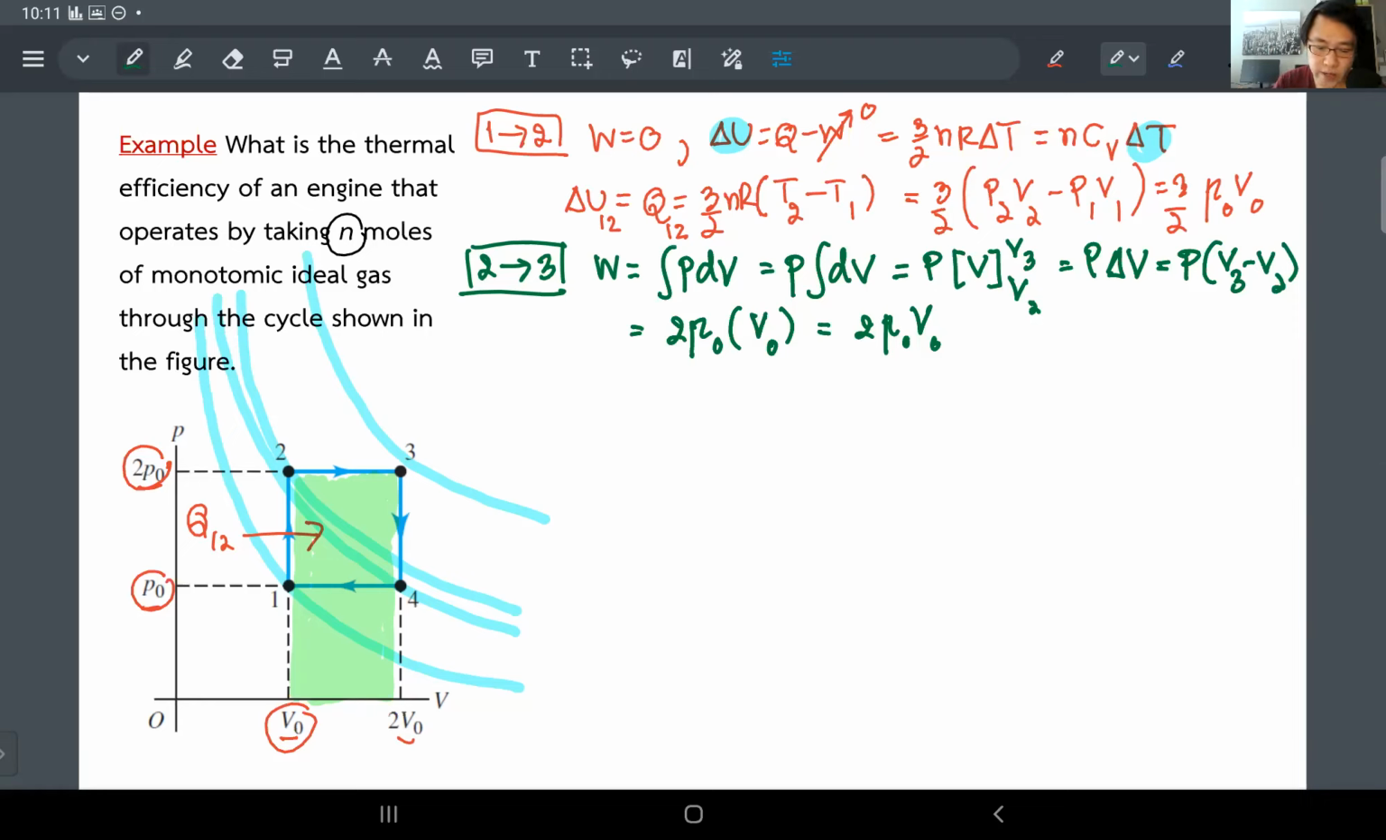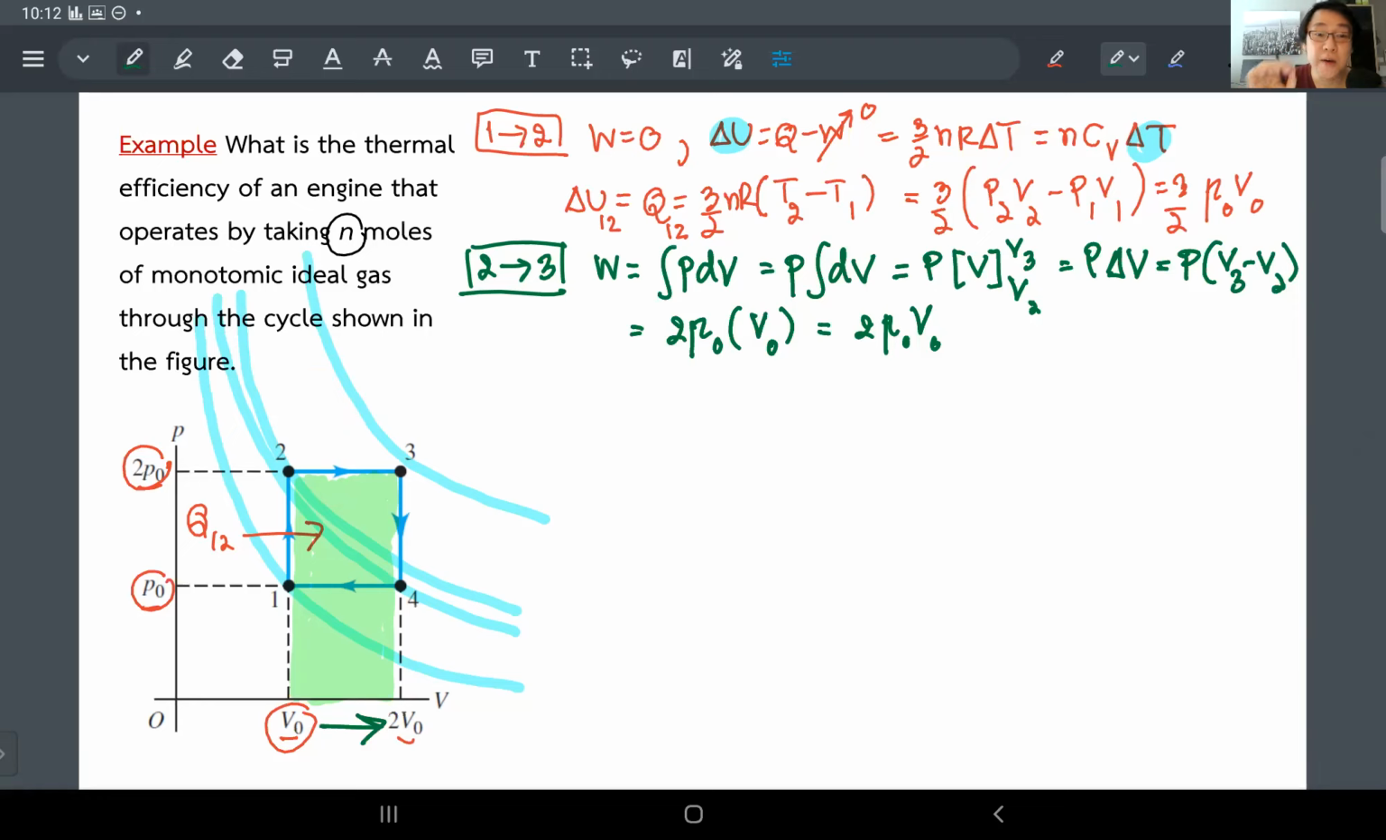So that means during this process, there's another heat flow in. Just to make things a little less confused, let me put the subscript 2,3 in there. Sorry, I'm not there yet. This is work done first. W is positive. This is because the volume is expanding.